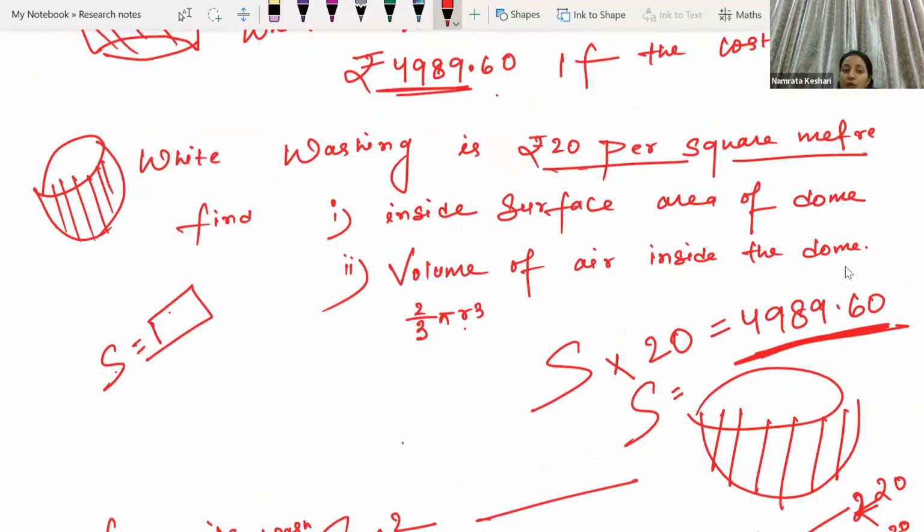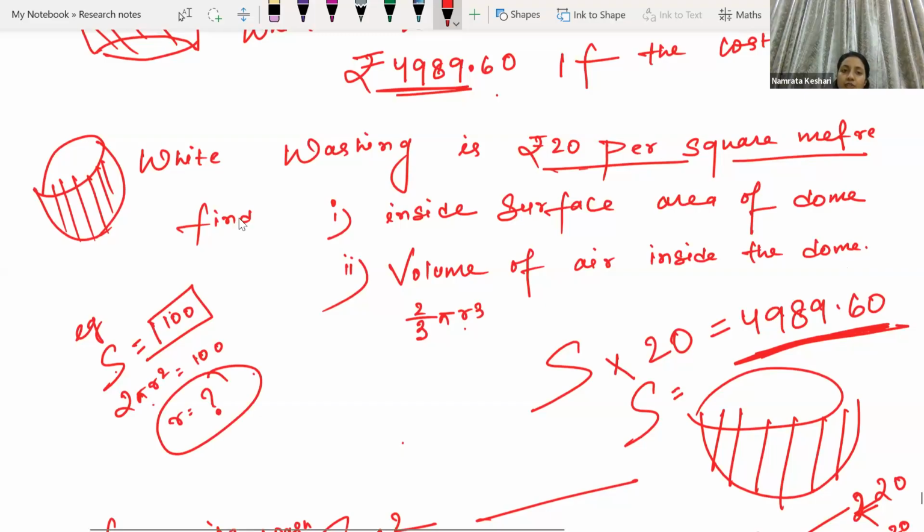Suppose for example S is 100. That means 2 pi r square is 100. From here we will be able to find the value of r, and that r we need to use in the second part. See, this is just an example I am giving over here.